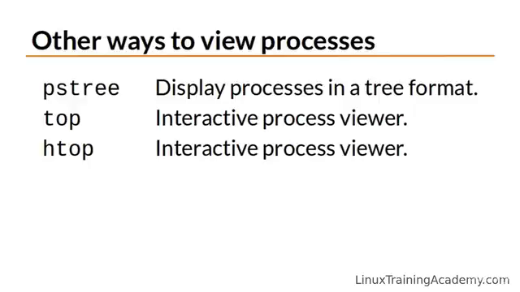There are other ways to view processes and running commands on a system. You can use the pstree command. It displays processes in a tree format. You can use top, which is an interactive process viewer, or you can use htop. Htop is less common than top, so it may or may not be included in your Linux distribution.